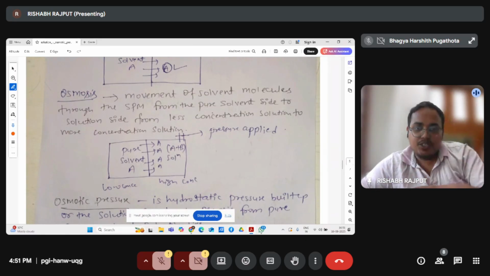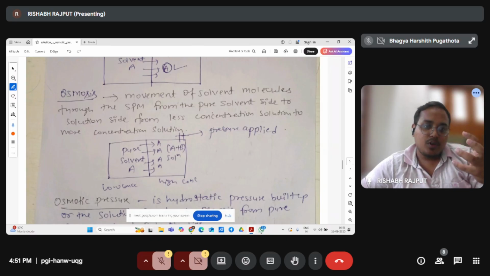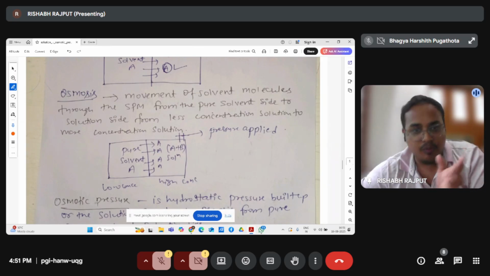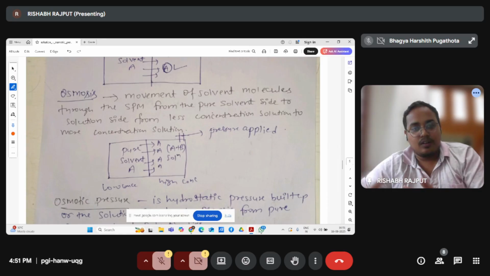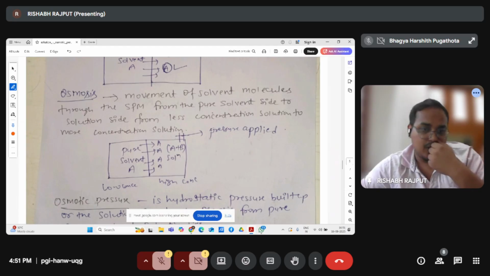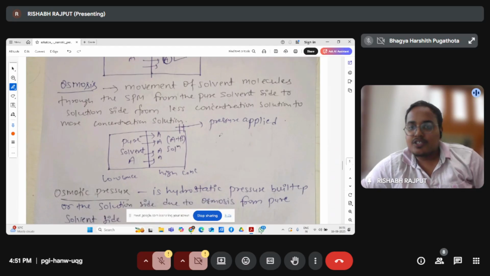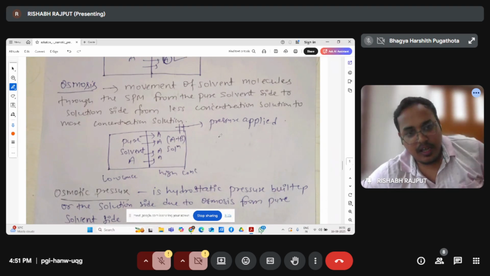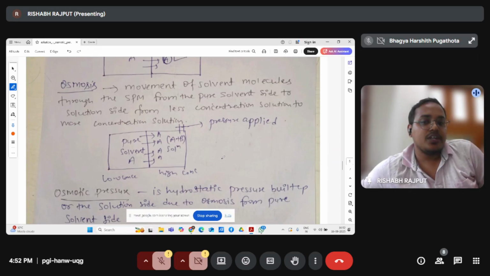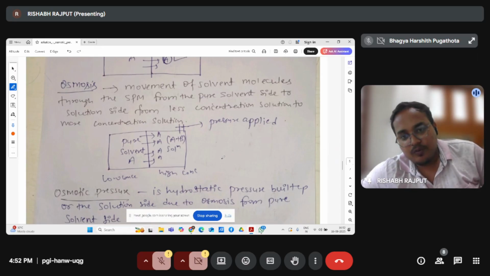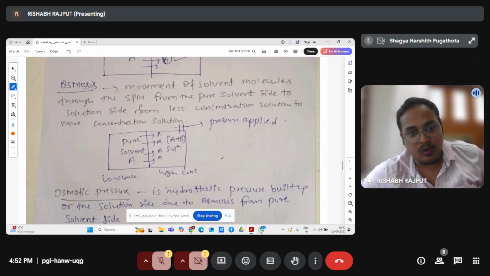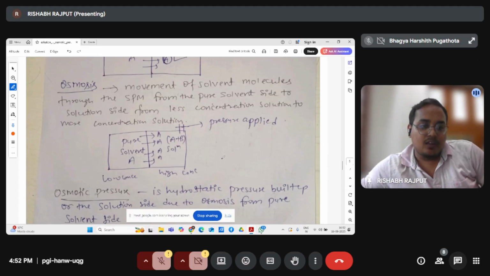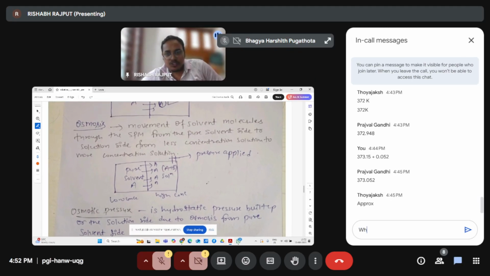After some time, your applied pressure on the solution side and the pressure of the liquid flowing from pure solvent to solution become equal. That is why the pure solvent does not move to the solution side. It is stopped. That pressure we call osmotic pressure. Actually, osmotic pressure is hydrostatic pressure, because here your liquid is hydrostatic in nature. The osmotic pressure builds only on the solution side, the right side, the high concentration side, not the pure solvent side.